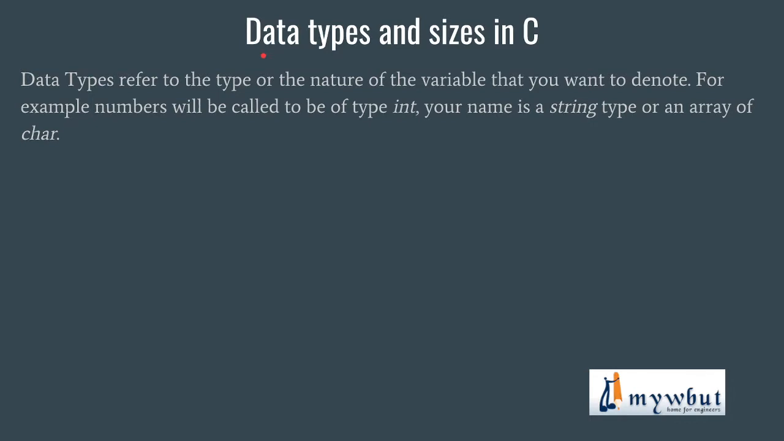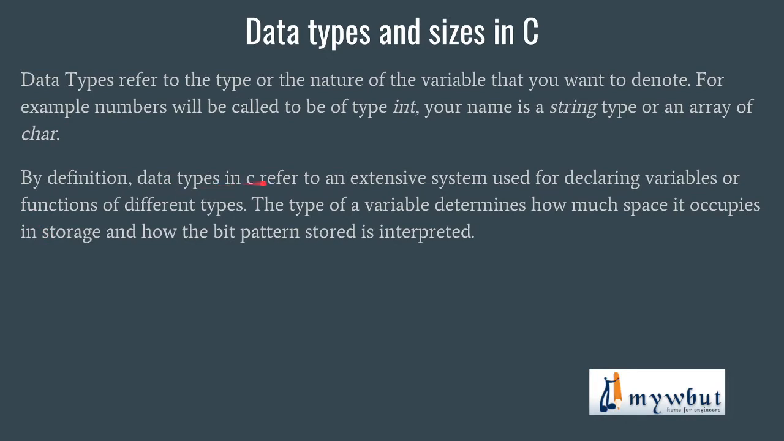Now according to the definition, data types in C refer to an extensive system used for declaring variables or functions of different types. The type of a variable determines how much space it occupies in storage and how the bit pattern stored is interpreted. Yes, this is one important thing.